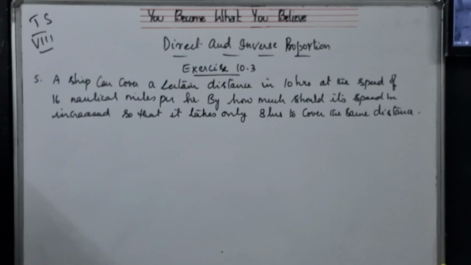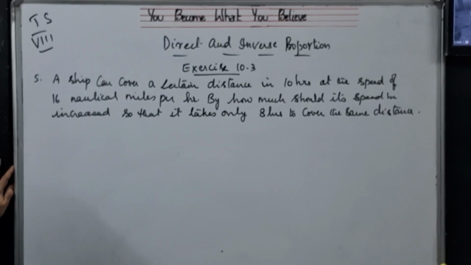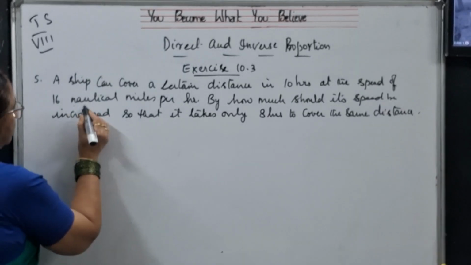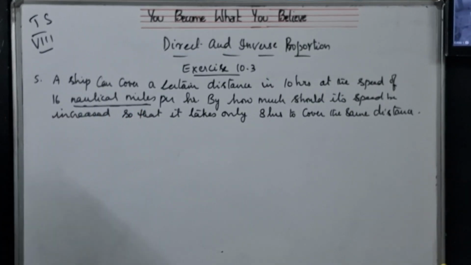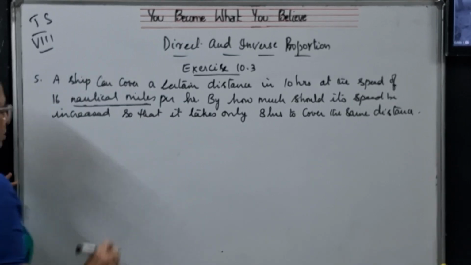Now, fifth problem, children. A ship can cover a certain distance in 10 hours at a speed of 16 nautical miles. These nautical miles are the distances that are measured in ships, like how we have kilometers per hour. So, they're nautical miles per hour. So the speed is 16 nautical miles per hour. By how much should its speed be increased so that it takes only 8 hours to cover the same distance?